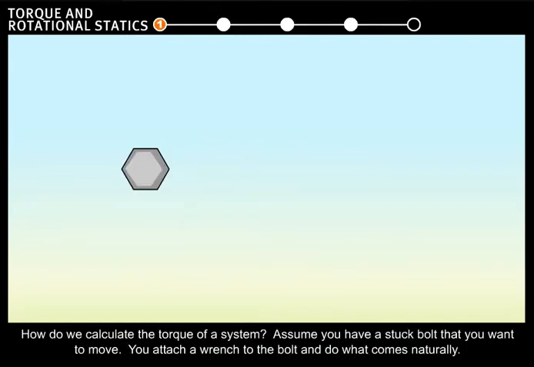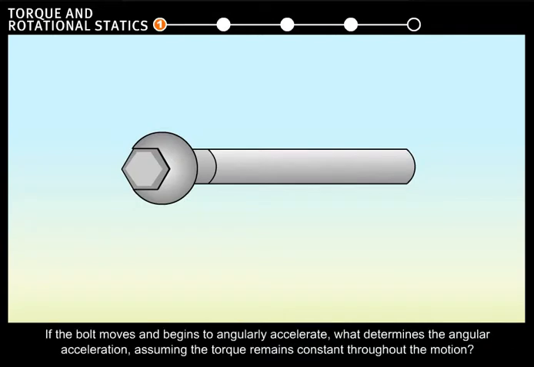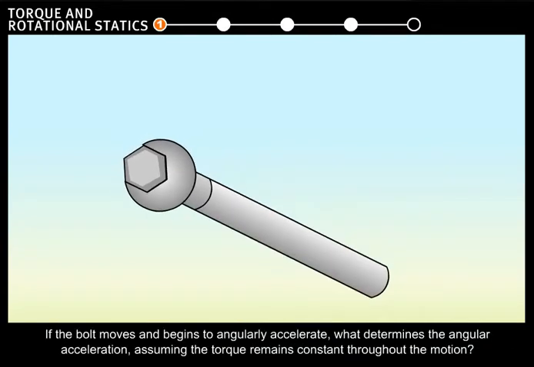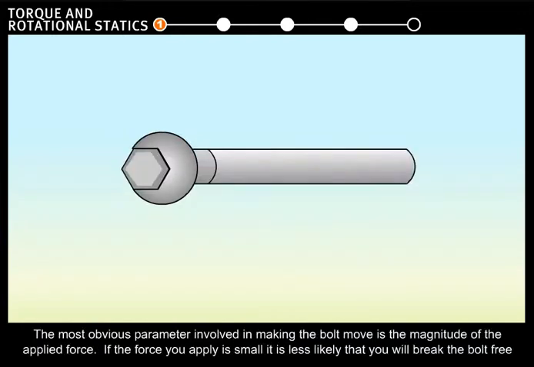How do we calculate the torque of a system? Assume you have a stuck bolt that you want to move. You attach a wrench to the bolt and do what comes naturally. If the bolt moves and begins to angularly accelerate, what determines the angular acceleration, assuming the torque remains constant throughout the motion? The most obvious parameter involved in making the bolt move is the magnitude of the applied force.